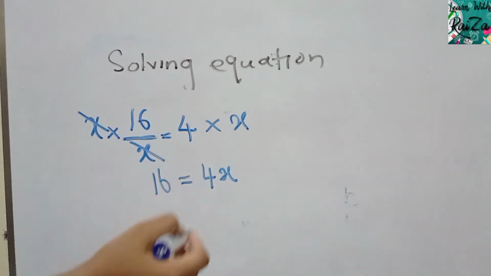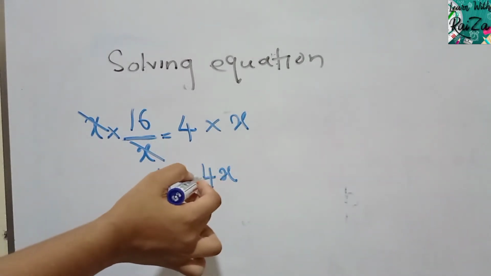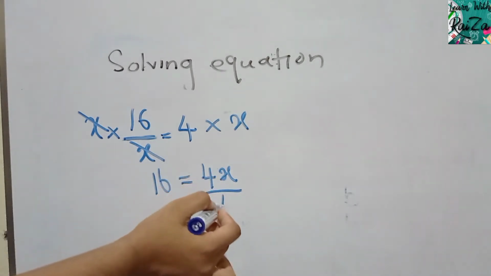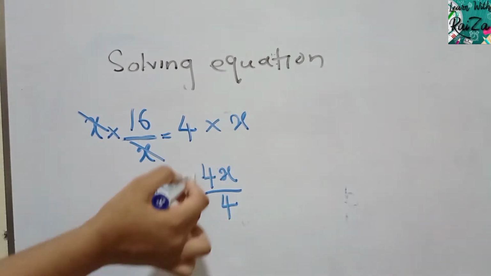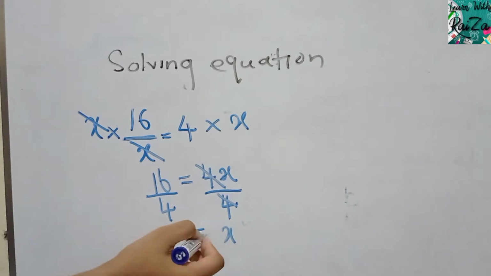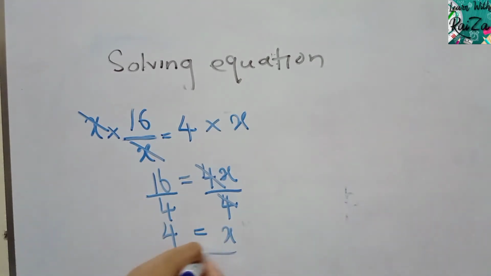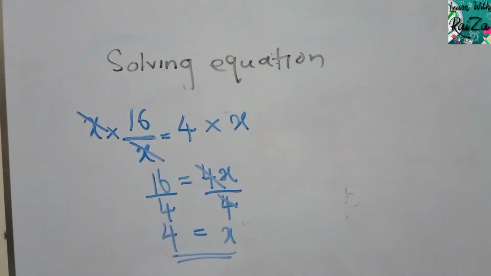Now we need x alone. This is in a multiplication format, so you can divide both sides by 4. Then x is equal to 16 divided by 4, that is 4. So this is the way of applying what you know about equations to find a value for the unknown variable.